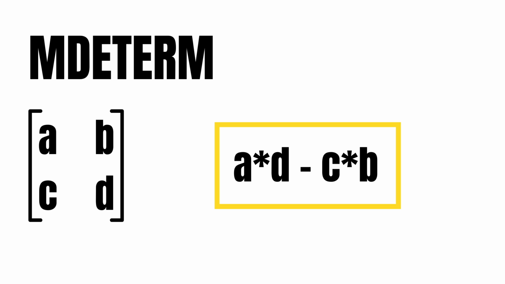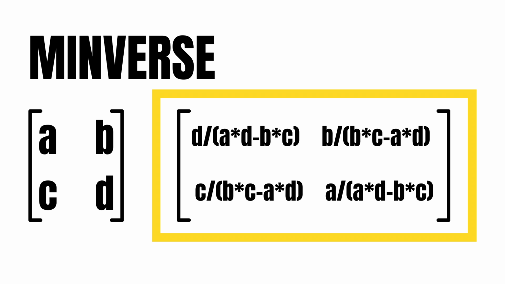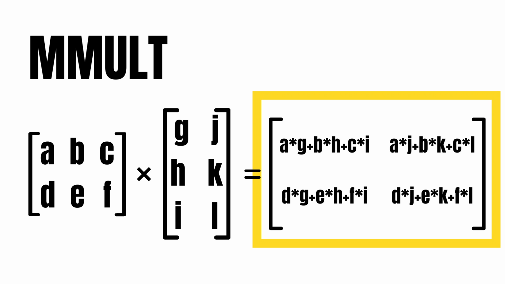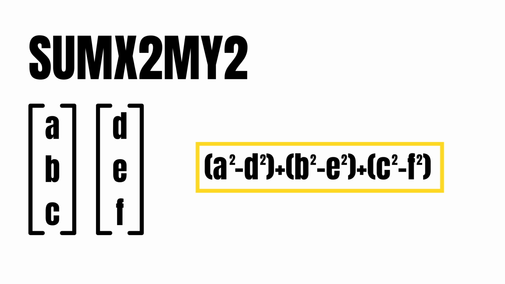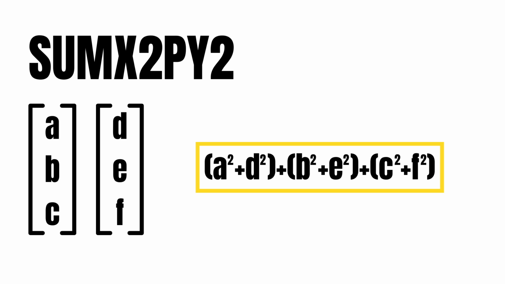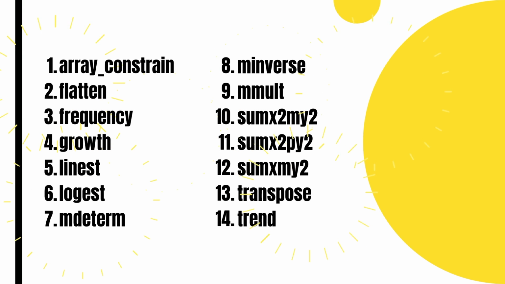MDETERM calculates the matrix determinant of a square matrix. MINVERSE calculates the multiplicative inverse of a square matrix. MMULT calculates the matrix product of 2 matrices. SUMX2MY2 calculates the sum of the differences of the squares of 2 arrays. SUMX2PY2 calculates the sum of the squares of 2 arrays. And that's it. There you go. All of the Google Sheets array functions.